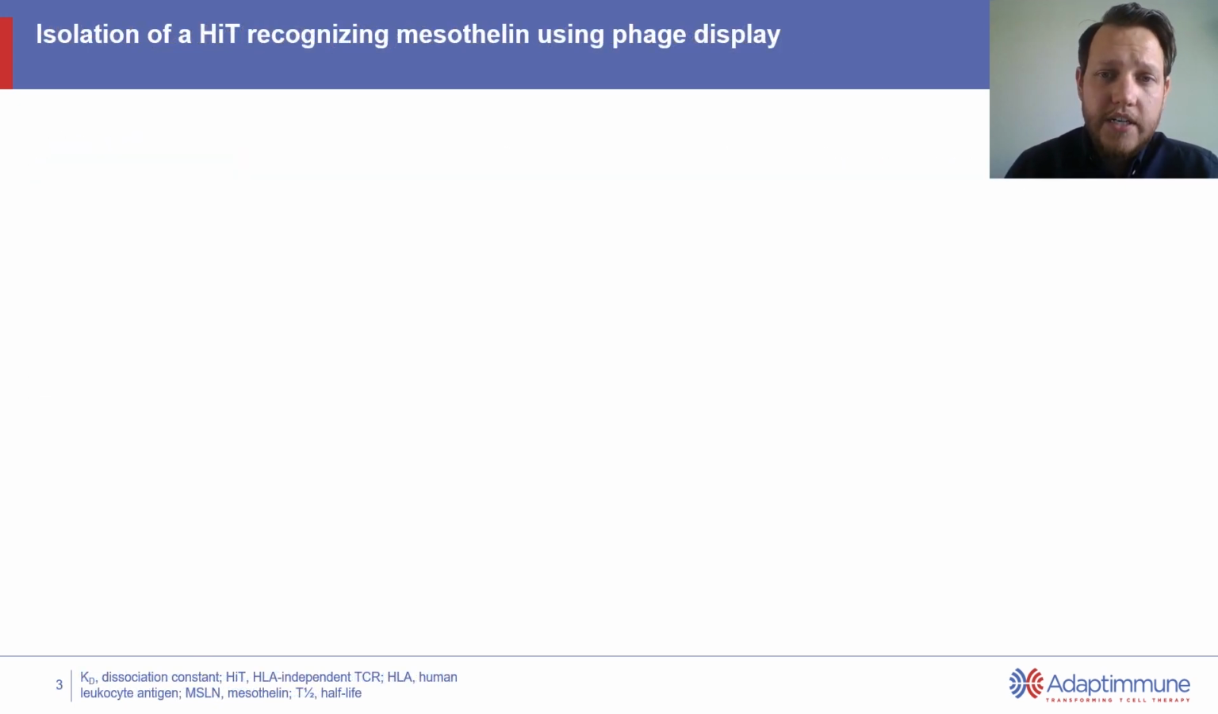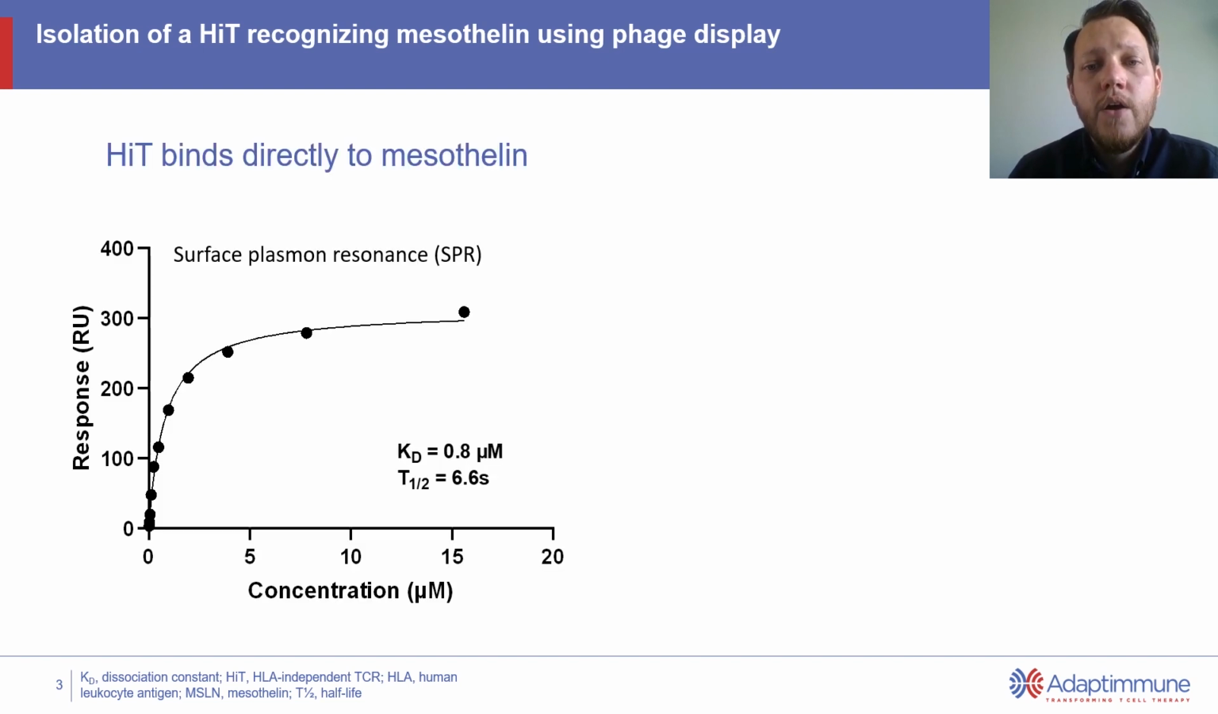Mesothelin is a 40 kilodalton cell surface protein expressed in mesothelioma, pancreatic, ovarian, and other cancers with limited expression in normal tissue. We used our proprietary naive phage display libraries expressing fully human alpha-beta TCRs and biopanned these against recombinant mesothelin. We identified 4 TCRs that were highly converged and produced these in E. coli.